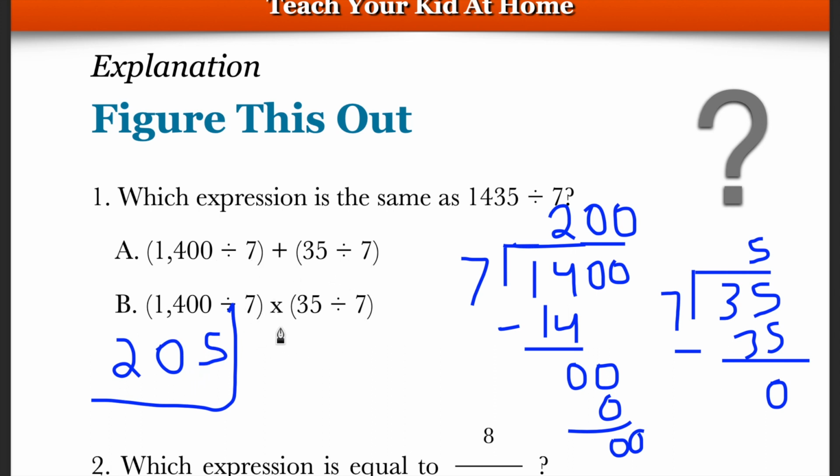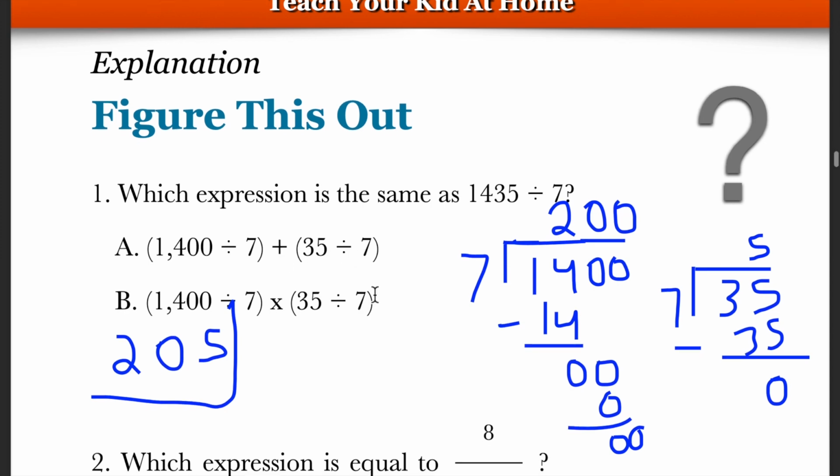We wouldn't get the second problem right here where it's multiplication, because that would be way too much. That would be 200 times 5, which would be like 1,000. So that would be the wrong answer. So the right answer is this right here. 1435 divided by 7 is equal to 205. It's the same as 1400 divided by 7 plus 35 divided by 7. That's the answer for that.